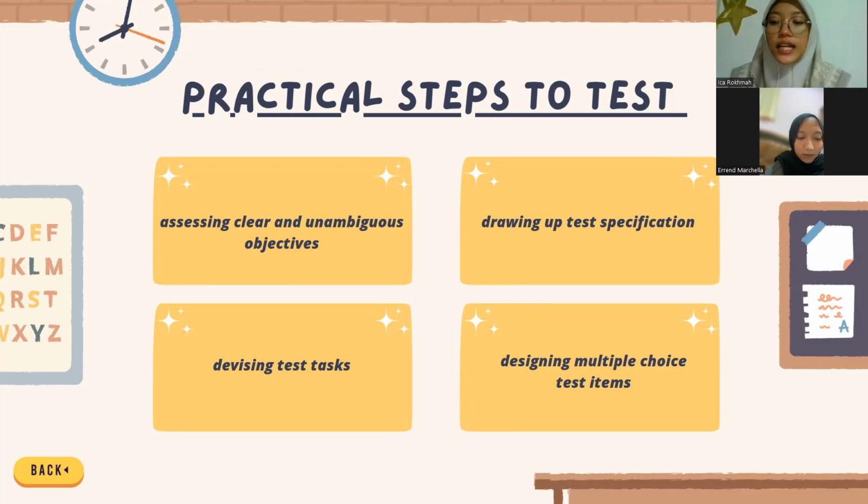Then, talking about it, the specification will simply comprise three aspects. The first one is the outline of the test. The second one is the skills to be included. The last one is the item types and tasks. Okay, let me move to the third one. It's about defining test tasks.